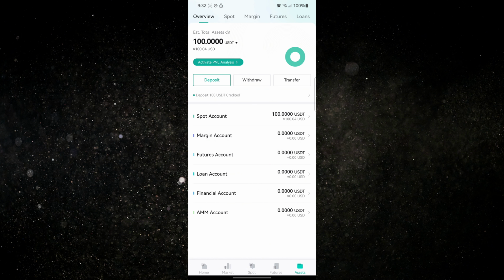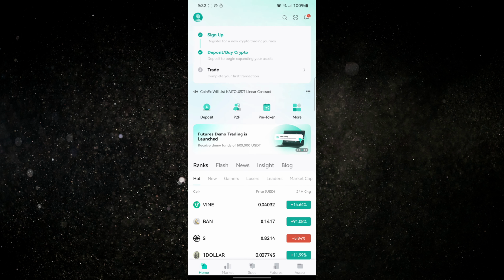Then after that, you come to the asset section, and what you want to do is deposit currency into your assets, or your CoinEx account. In order to do that, you can use two different ways. You can use the P2P marketplace, or you can deposit with your card, right? The P2P marketplace means you're going to buy from other sellers in your location. And the deposit section means you're going to be funding your account using your credit card or debit card. It's pretty easy.